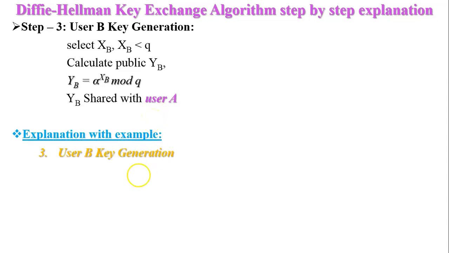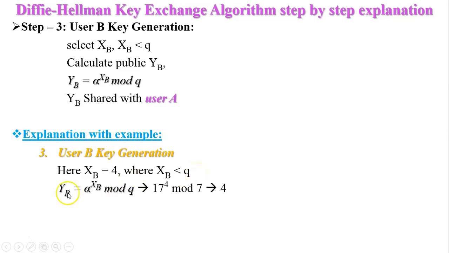Now explanation with example, user B key generation. Here XB is equal to 4. As per the condition, XB less than Q. YB is equal to alpha raised to XB mod Q, which implies 17 raised to 4 mod 7 is equal to 4. The value of YB is equal to 4. Now in step number 2 and step number 3, user A's value XA and user B's value XB are both private because they are selected by the user. The values YA and YB are calculated by both users and shared with each other, so we can say these values are public.